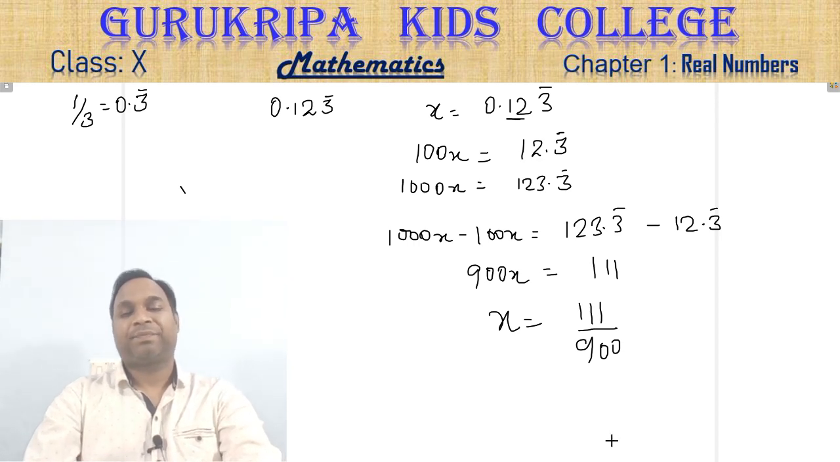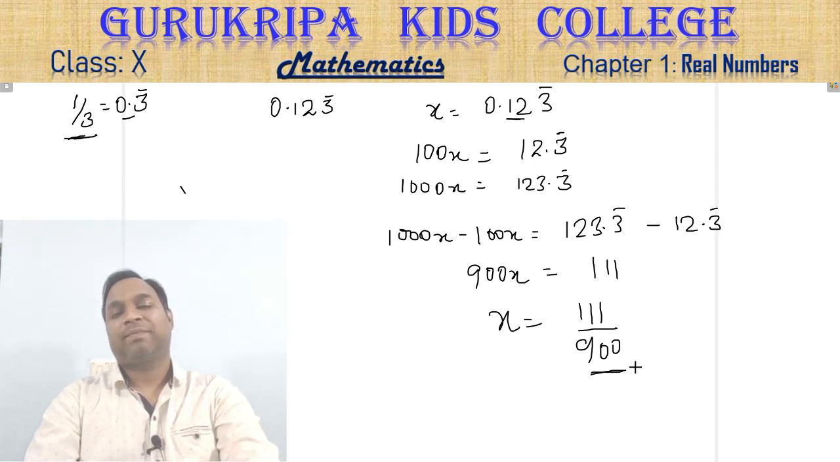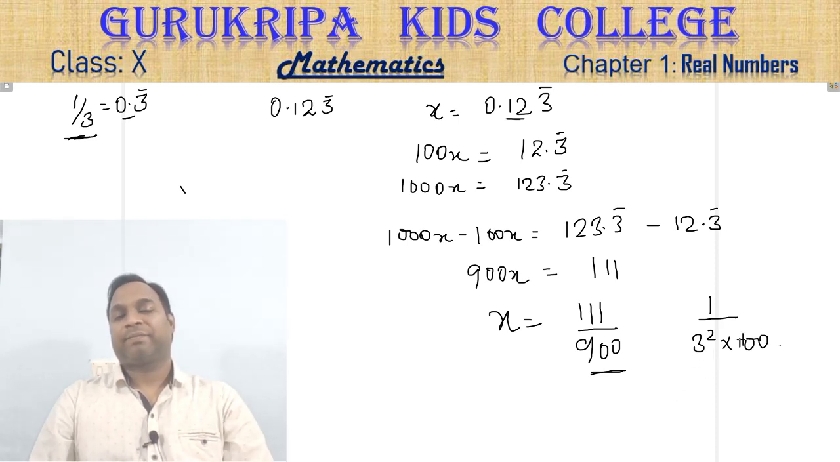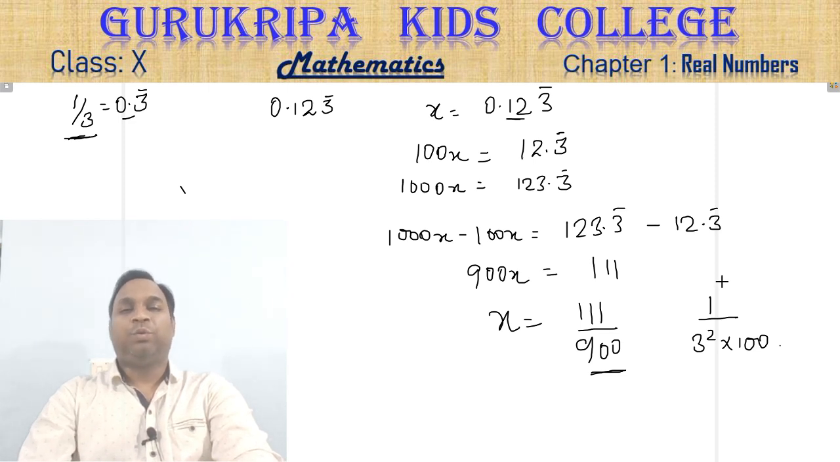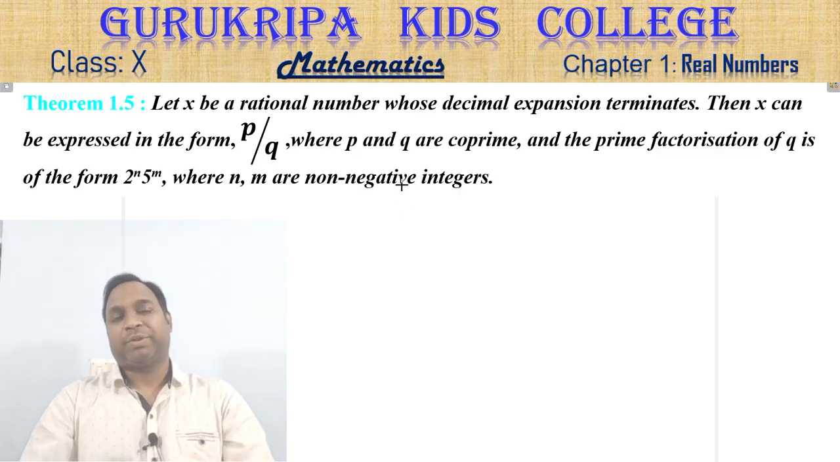Now see. What is the denominator here? 3 only. What is the denominator here? 1 by 3 square into 100. Isn't it? 3 square into 100. See the denominator? Okay. Now we have to prove that theorem. You will see that pattern now. See, read the theorem first.